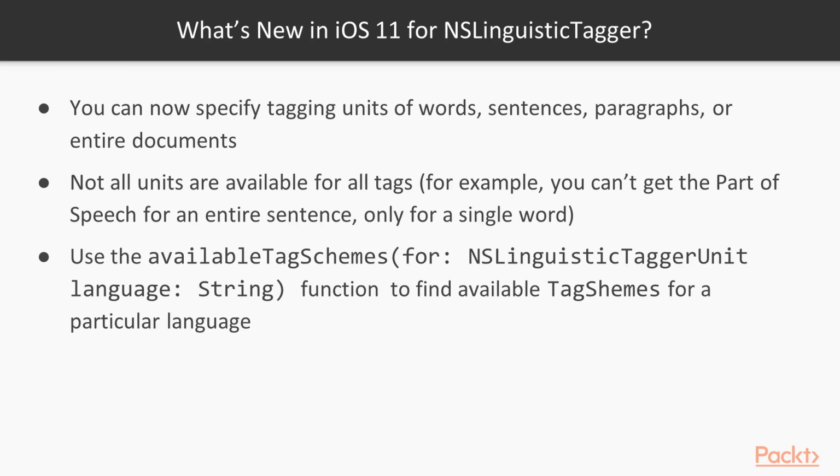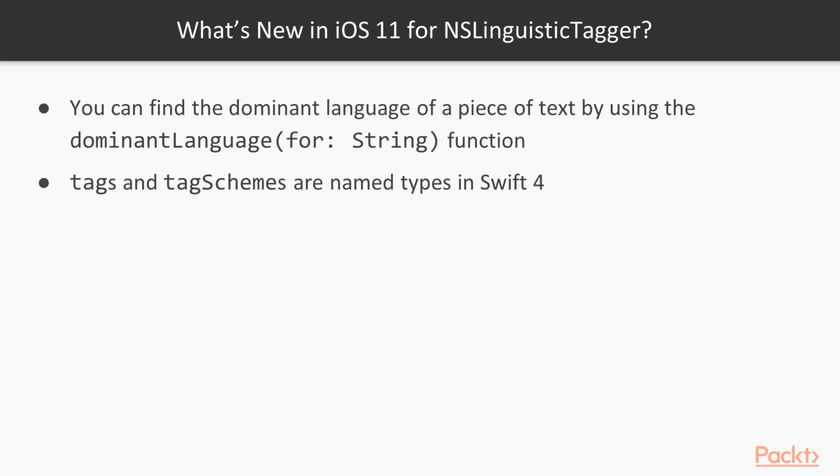So because not all tags are available, you can actually ask for available tag schemes with the available tag schemes function, and that'll return to you the tag schemes that are available for a particular language. And also, you can figure out the dominant language of a piece of text. These are both new things. So you can pass in a piece of text to this dominant language function, and it'll return back to you what language is the dominant language inside of a sentence or inside of a string. Also, in Swift 4, which we are using in this tutorial series, tags and tag schemes are now named types.